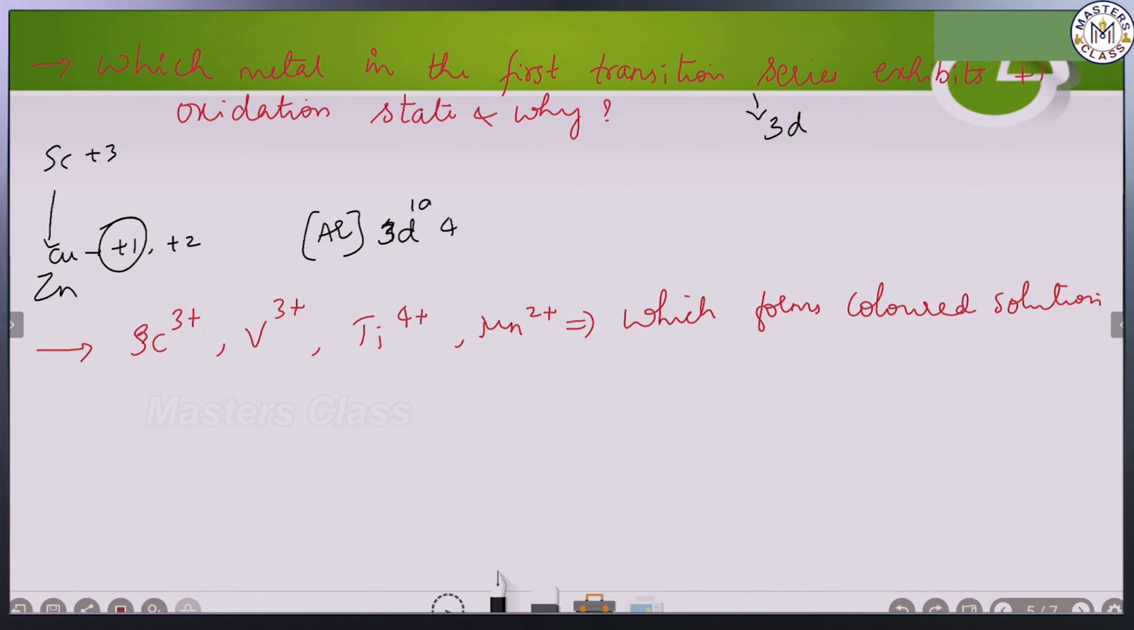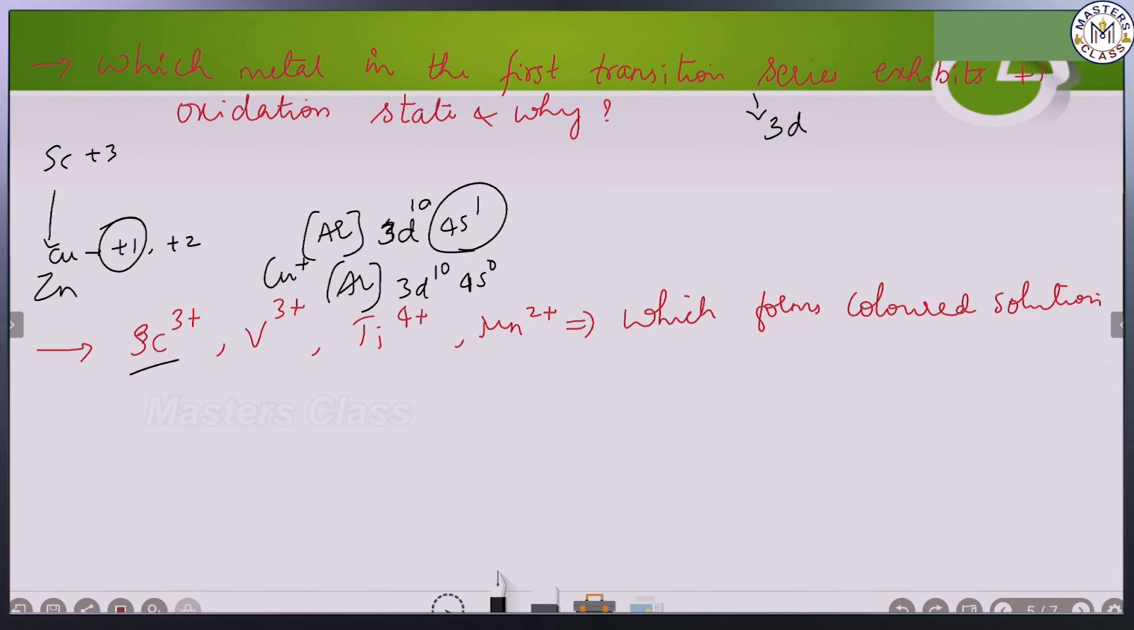So when it loses this one electron from the outermost shell, it will have 3d10 4s0, and this is the copper ion. Next one: Sc3+, V3+, Ti4+, and Mn2+, which form the colored solution.